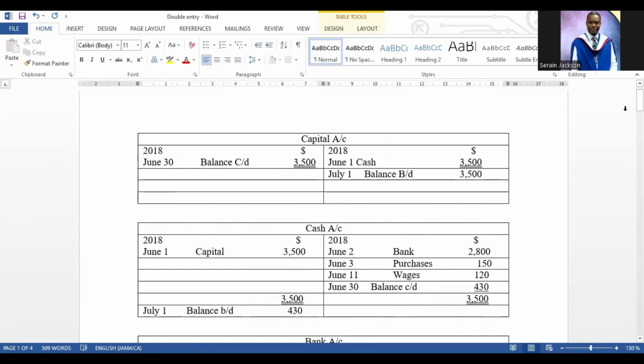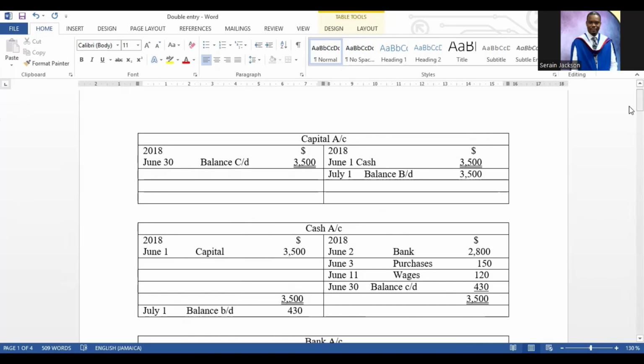There are some misconceptions about balancing of accounts that I want to talk about very quickly. The first myth or misconception is that the bank account always has a debit balance. That is not true. Another myth is that the balance carried down is always on the credit side. That is not true. And the balance brought down is always on the debit side. That is not true.